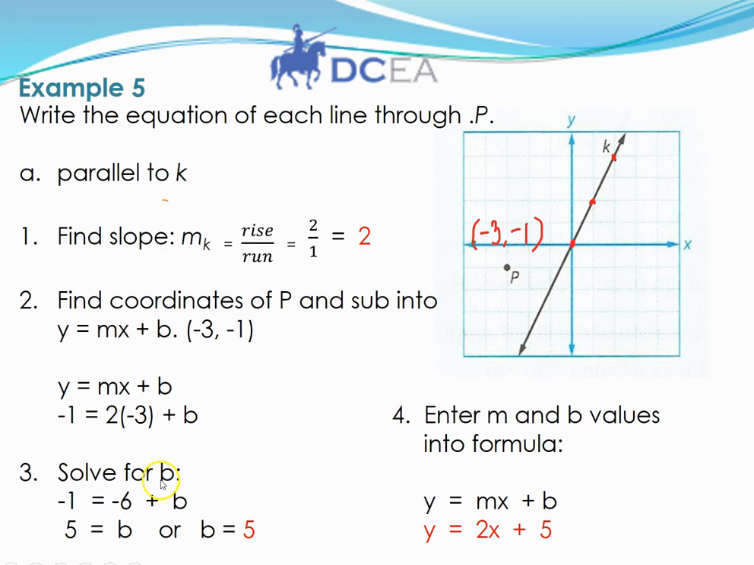We'll solve for b at this point, and we have -1 equals 2 times -3, which is -6, plus b. If I add 6 to both sides, we end up with b equals 5. We can now enter the m and the b values into the formula. So y equals 2x plus 5.